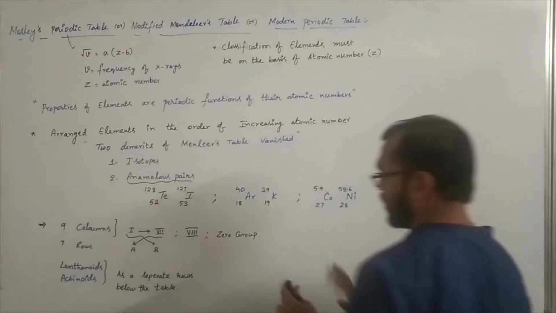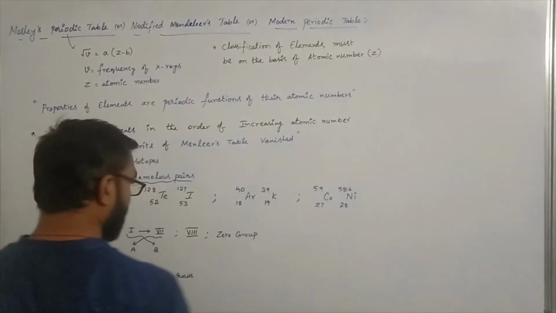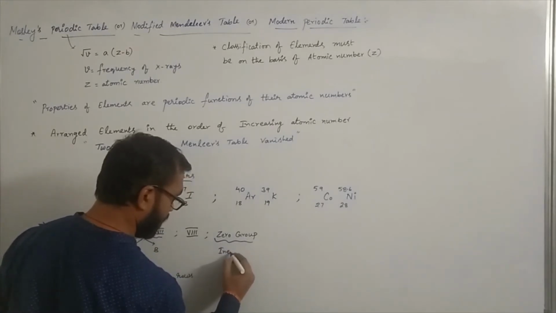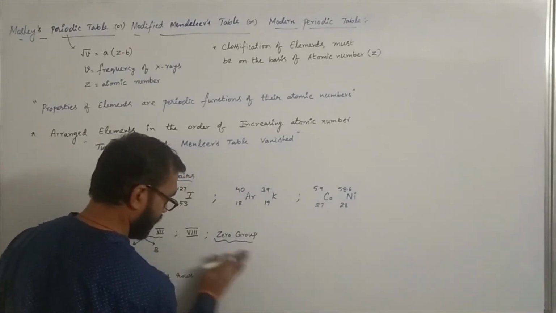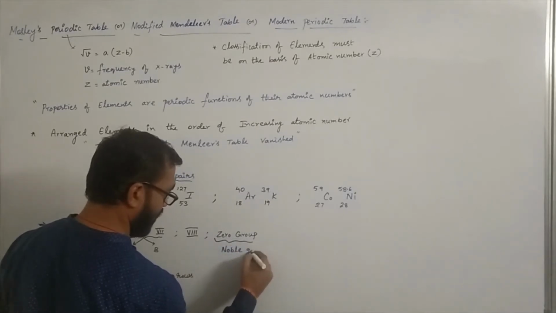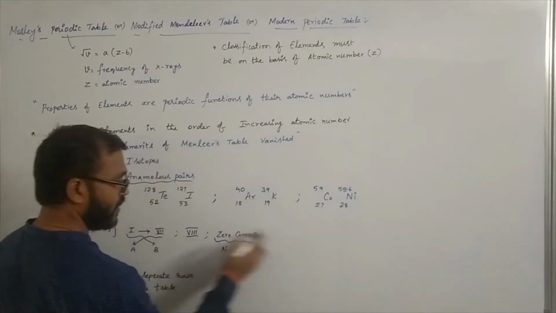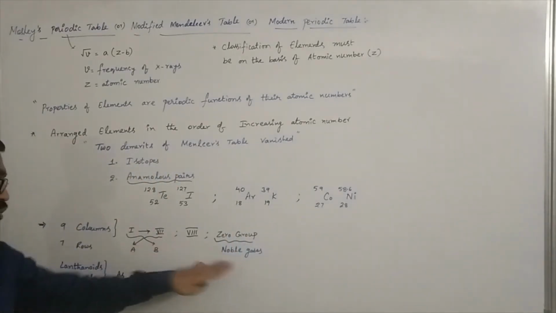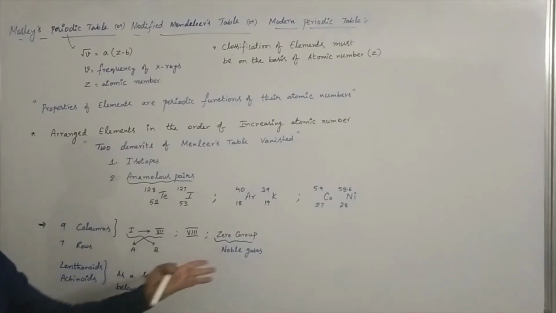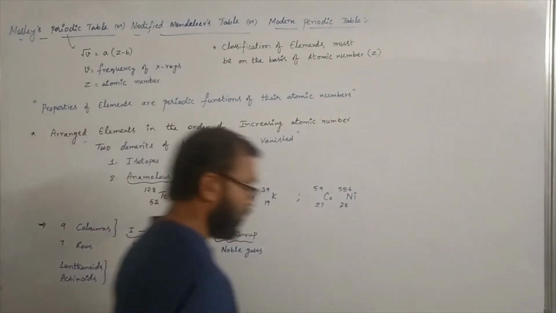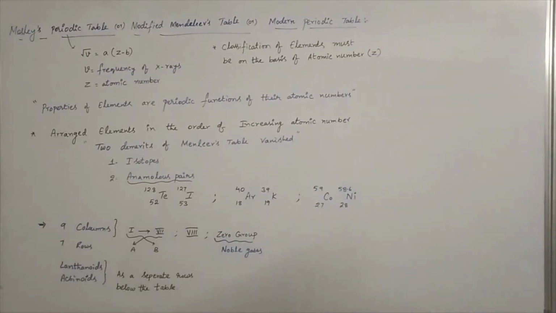So this is the basic structure of it. This zero group is nothing but inert gases, or we call them noble gases. He just placed noble gases by the side of the 8th group. That means between the 8th group and first group elements, you will get zero group elements. Right? This is the basic structure of the modified Mendeleev's table, or Moseley's periodic table.